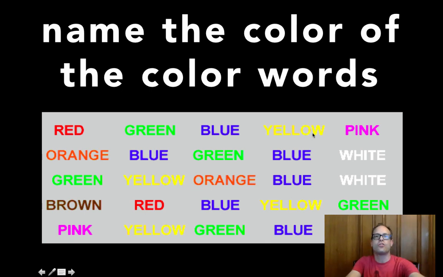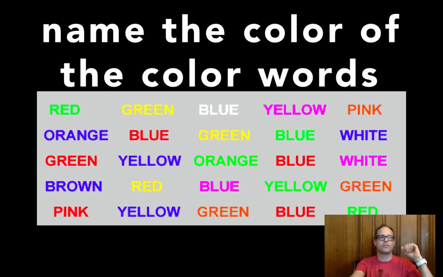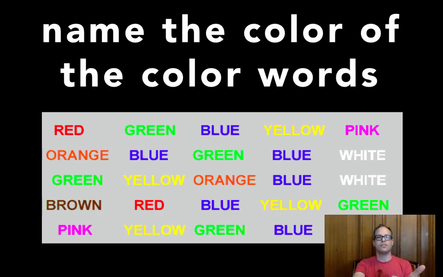Now, I want you to try it with these color words. So name the color of the color words. So what is the color of this color word? It's yellow, white, purple, orange. Okay. What's the color of this color word? It's red. What you see here is that these take just a little bit longer to name the color of the color word than these do.